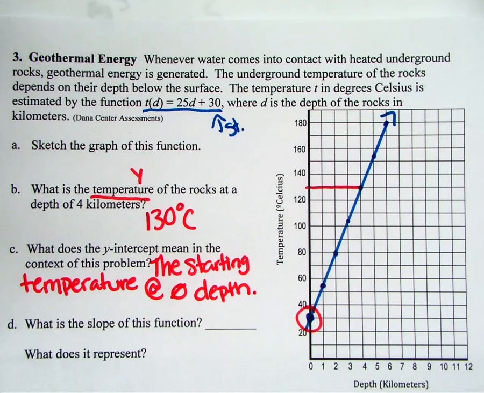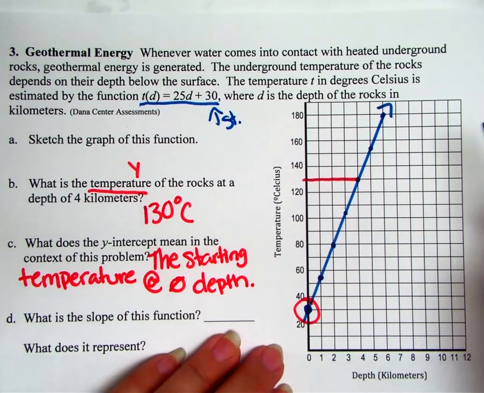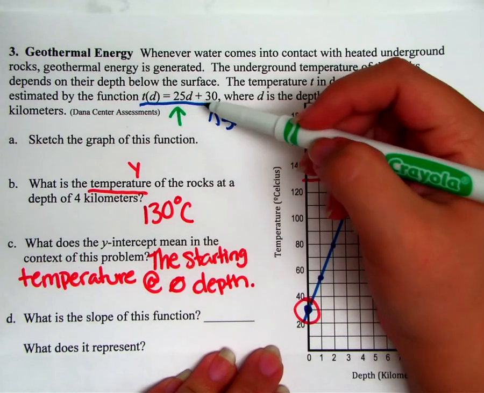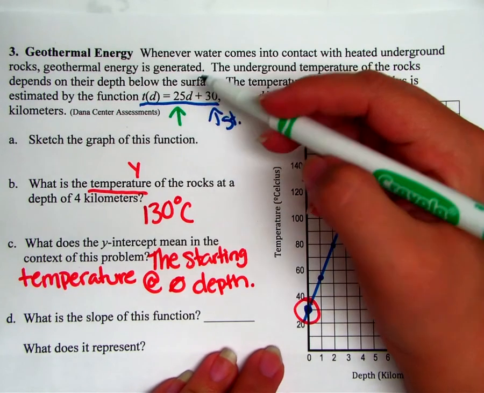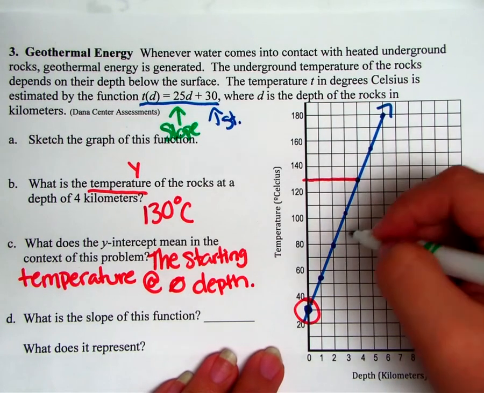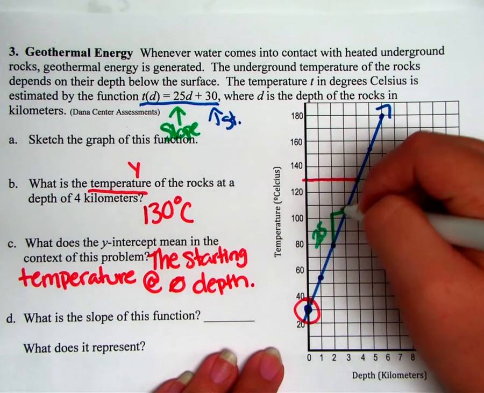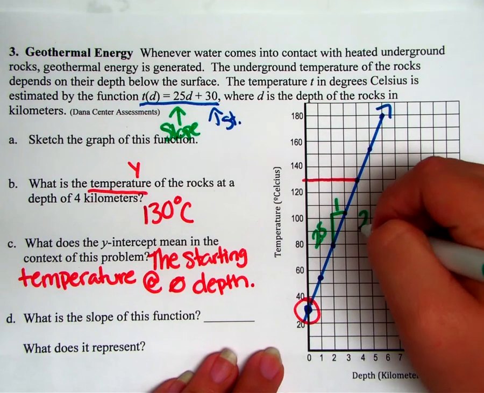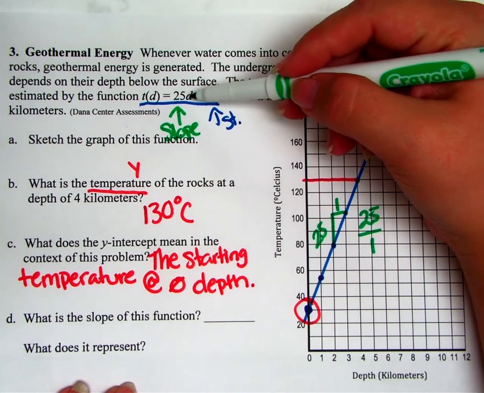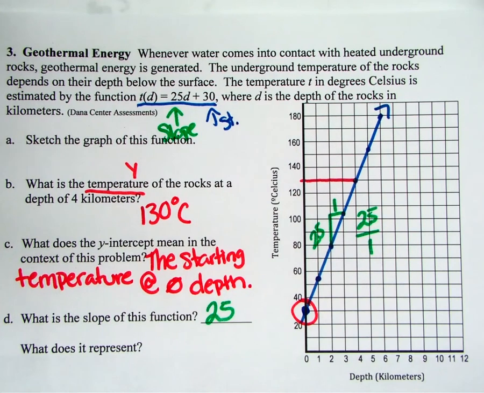Now, the last part of this question asks what is the slope of this function and what does it mean? Well, we have points and we have our equation. We know if it's set up y equals mx plus b, the number in front of the variable is always going to be our slope. So I don't even have to find it, but if I wanted to find it here, I could pick 2 points, do rise over run. I went up 25 and I ran 1, so my slope would be 25 over 1, which is exactly what our equation said our slope was going to be right here. So what is the slope? 25. And what does that mean?